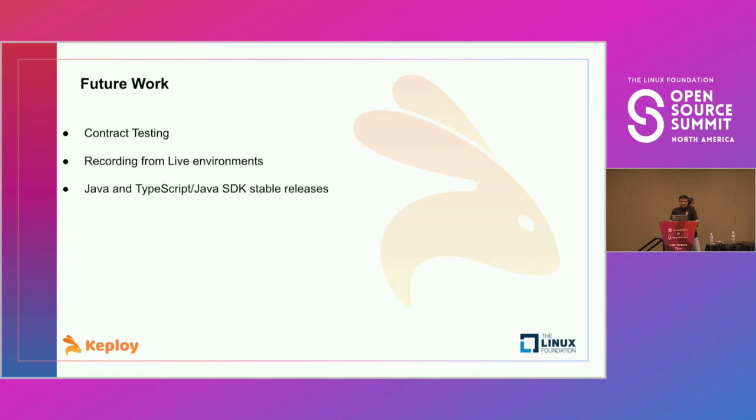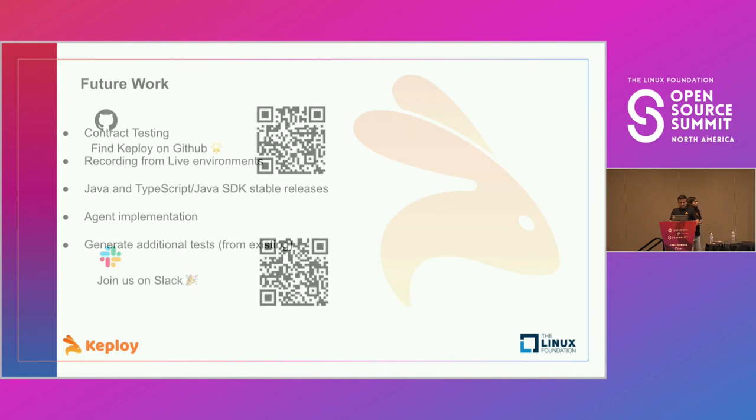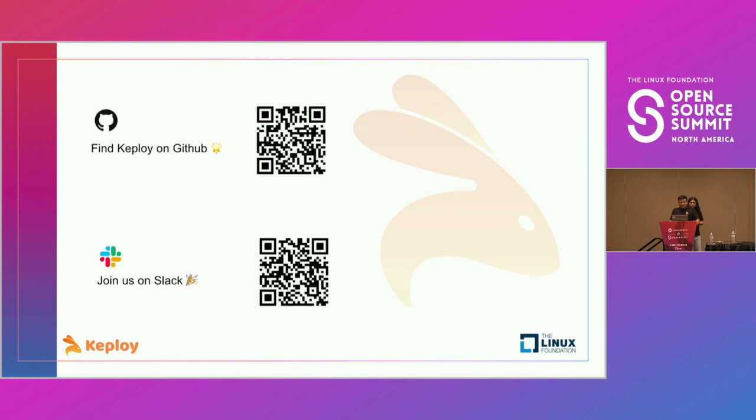We'll be releasing the Java and TypeScript SDK soon. In fact, we have the experimental SDKs, but the stable releases are coming. We'll have an agent implementation. And we're trying to implement things like fuzz testing, or use context from the test cases that we have to generate additional test cases, which can add more coverage to the existing tests.